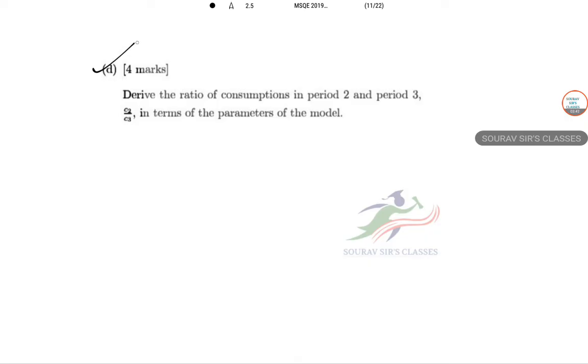Next part is very easy. So they want us to derive the consumption in period 2 and 3, C2 by C3, in terms of the parameters of the model. So C2 by C3, just do it, is 1 by beta into (1 plus R).